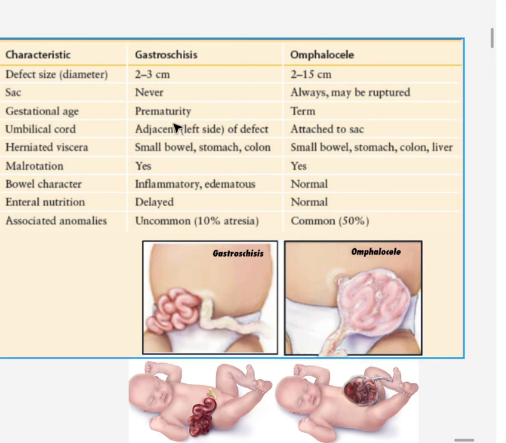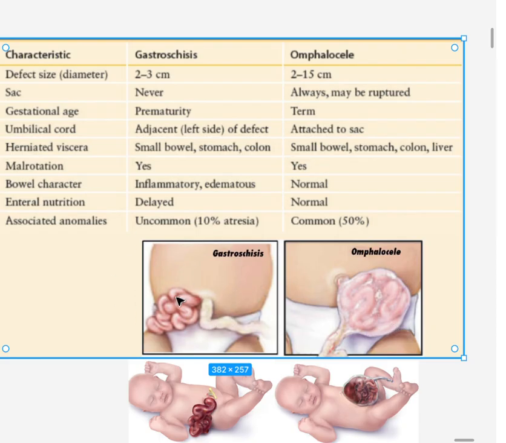Now, the sac: in gastroschisis there's never a sac present, right? But in omphalocele, there's always a sac. It's covered by this sac membrane, which is made of amnion and peritoneum. The defect size in diameter in gastroschisis is just 2 to 3 centimeters, but in omphalocele, it's 2 to 15 centimeters, right? So there's a sac not present in gastroschisis, but it's always present in omphalocele.